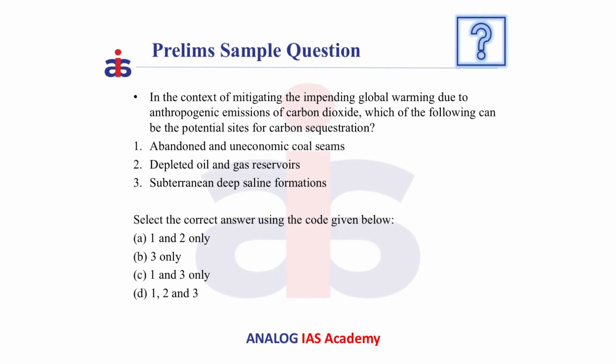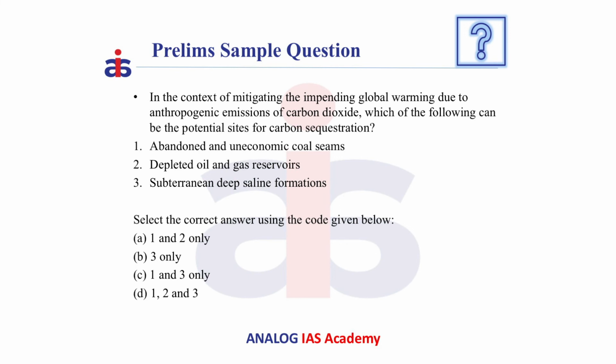Now let us see a question based on this. In the context of mitigating the impending global warming due to anthropogenic emissions of carbon dioxide, which of the following can be potential sites for carbon sequestration? 1. Abandoned and uneconomic coal seams. 2. Depleted oil and gas reserves. 3. Subterranean deep saline formations.